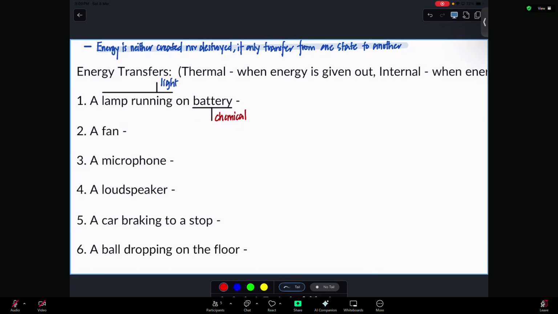Let me give you an example, okay? You throw a ball. When you throw a ball, what do you apply to the ball? A force. And the ball gains what energy? Kinetic energy. So the ball gains kinetic energy by what transfer? Mechanical, right? A car is braking. For braking, what will the car brakes do onto the tire?